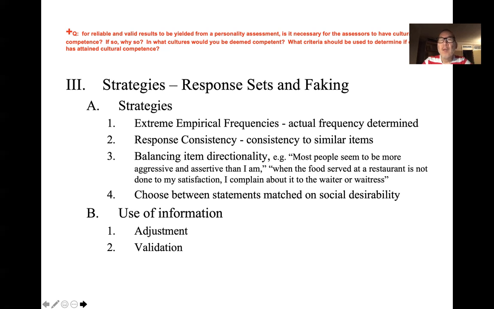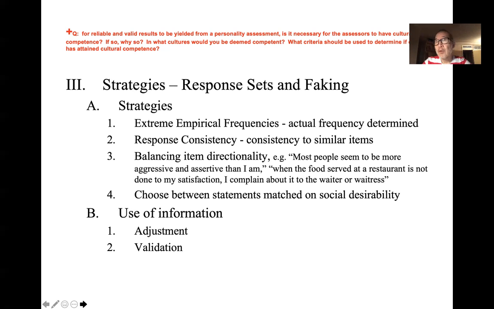Other ways you can measure responsiveness and faking is, for example, in a test in which people have to choose between item A or item B. One of the ways you can offset or avoid a response bias, let's say social desirability, is by making choice A and choice B equally desirable or equally undesirable. So that's what that fourth strategy refers to.